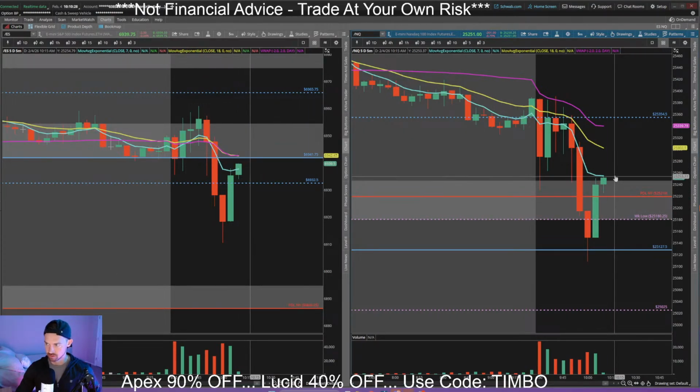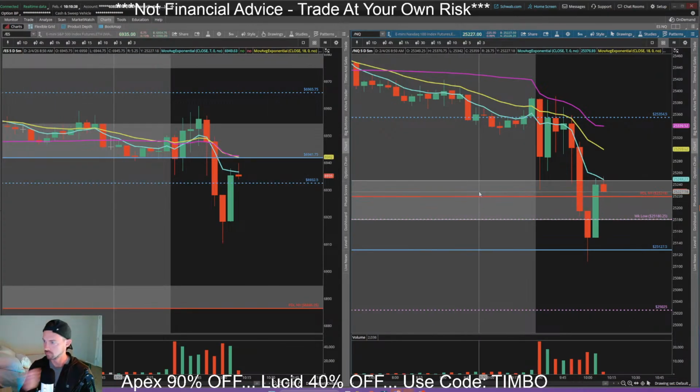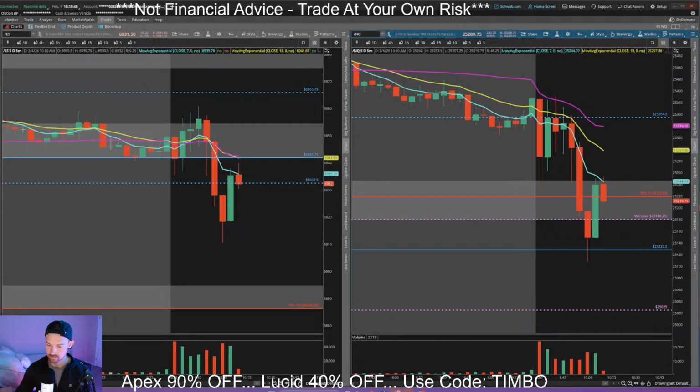Pretty good reaction by the buyers though, so no signs of shorting yet. Alright, now there's a little rejection. The 3-minute kind of has a nice inverted hammer going on right now. Back under previous day low. I'm going to try a short.